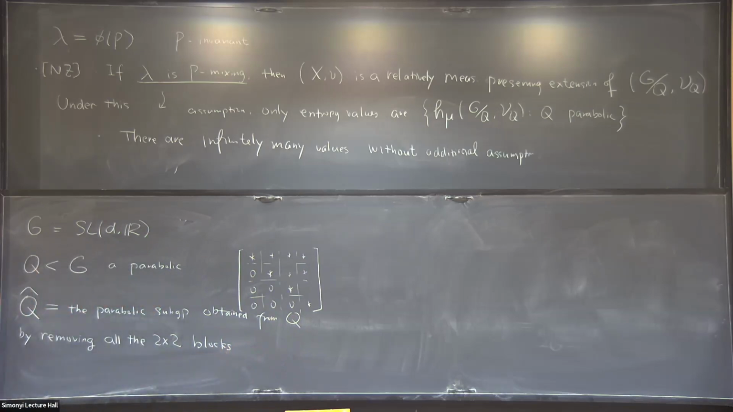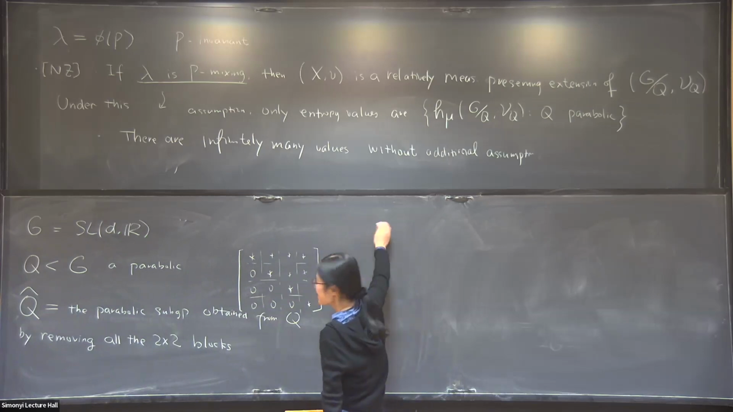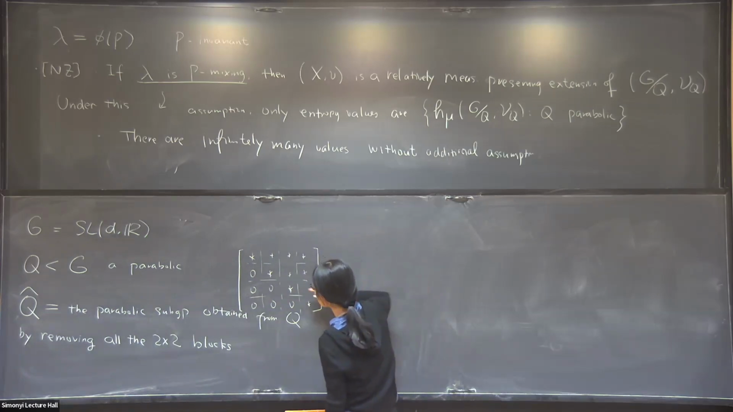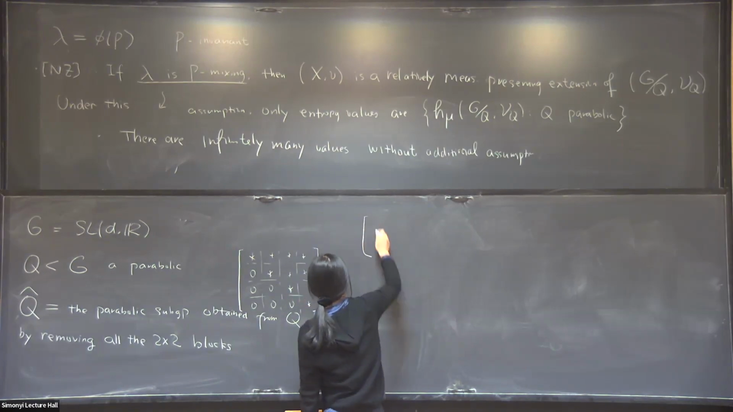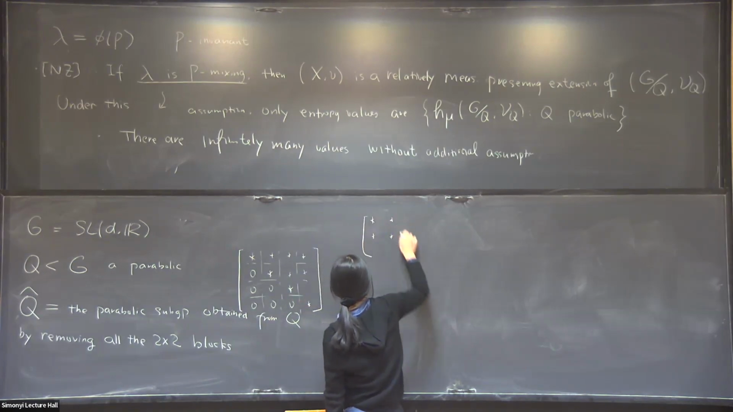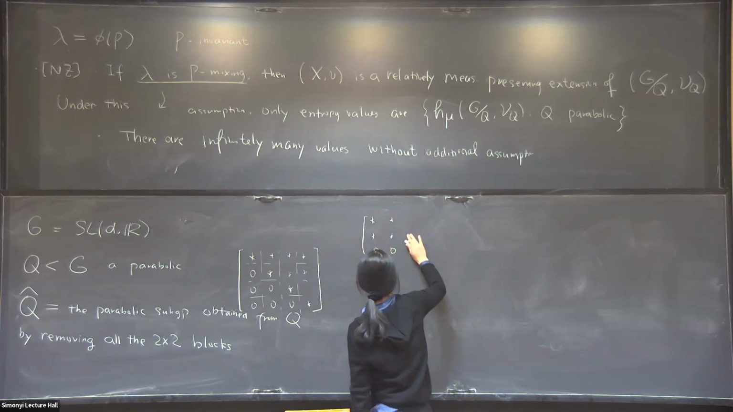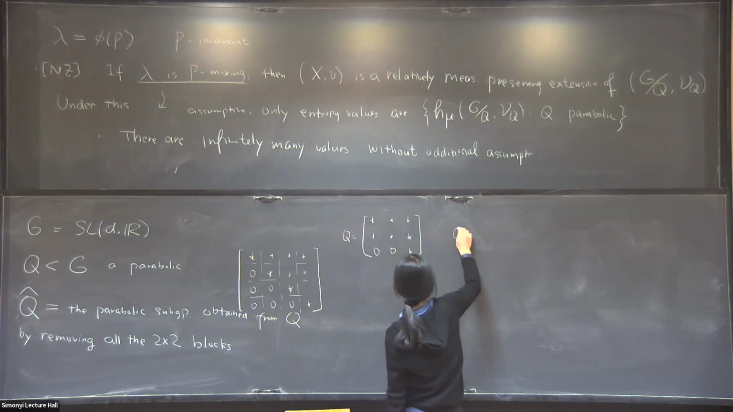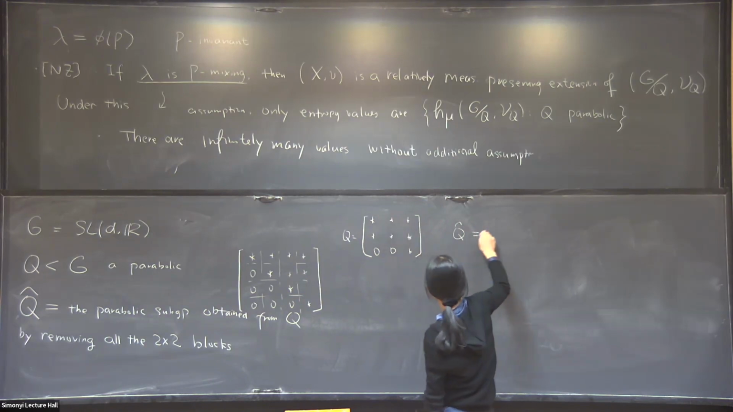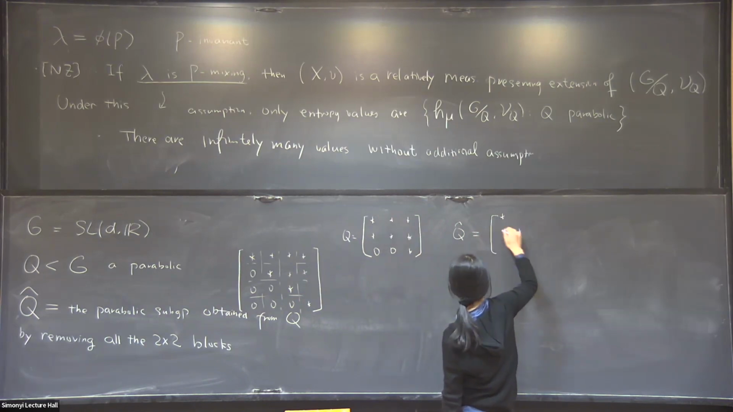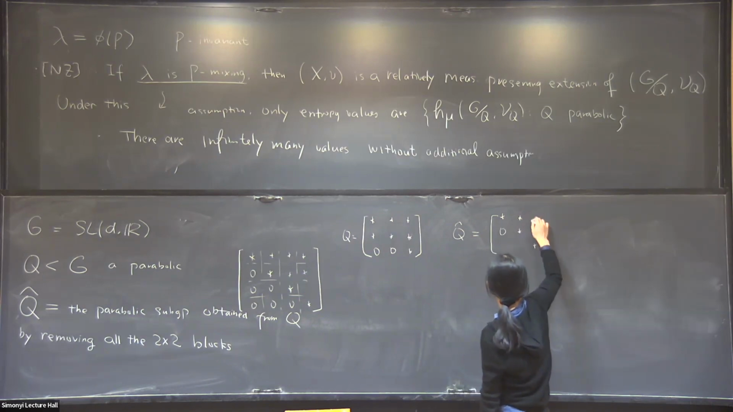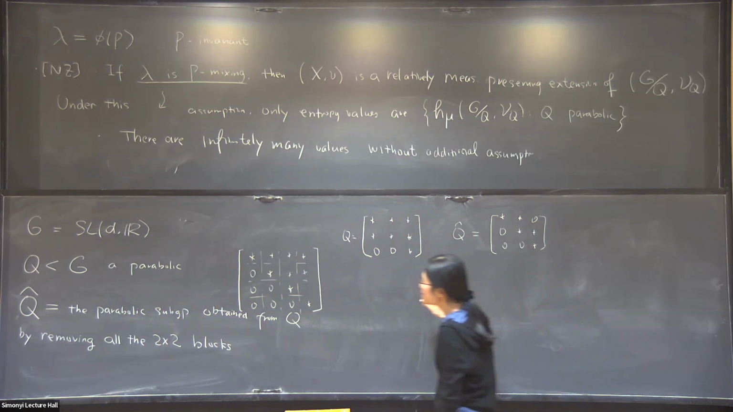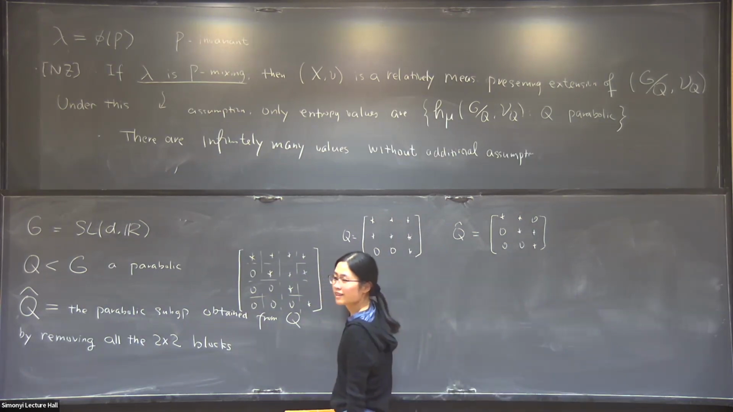You can describe it in a slightly more rigorous way. Let me say it in a more precise way. Well, maybe first do an example. If I start with this parabolic in SL3, and this is Q, then removing this block means it becomes upper triangular.